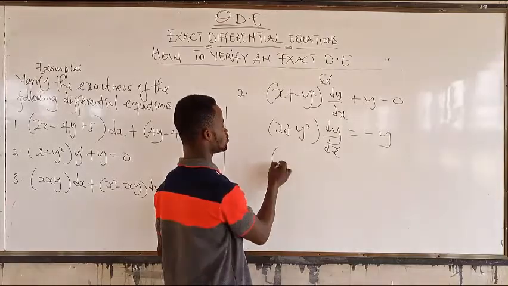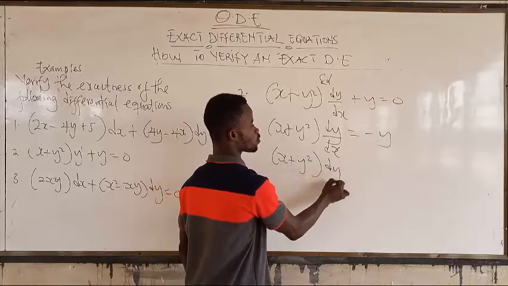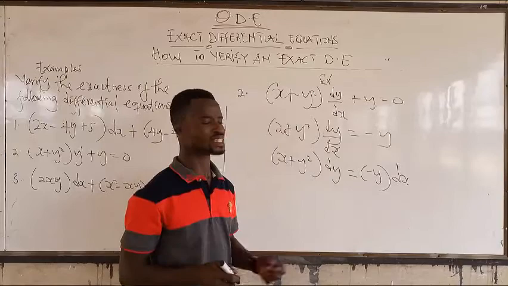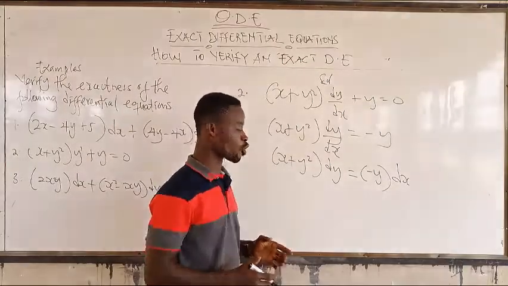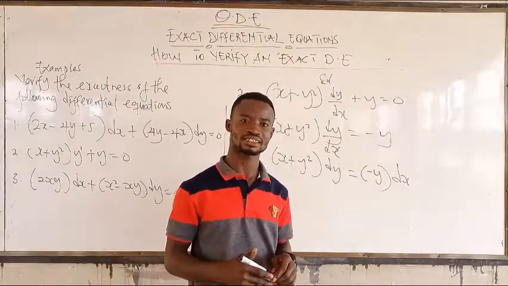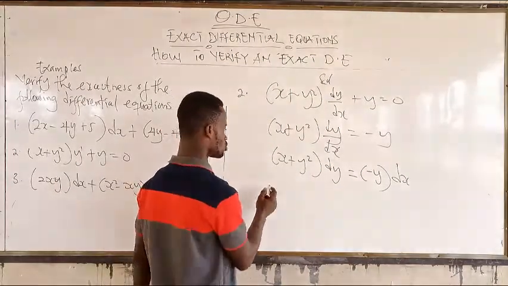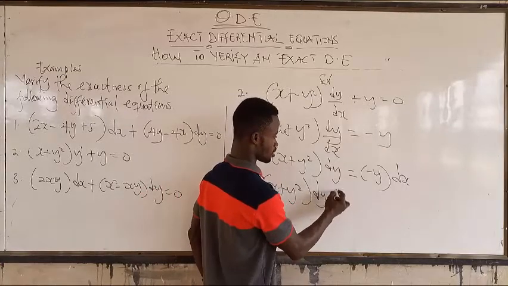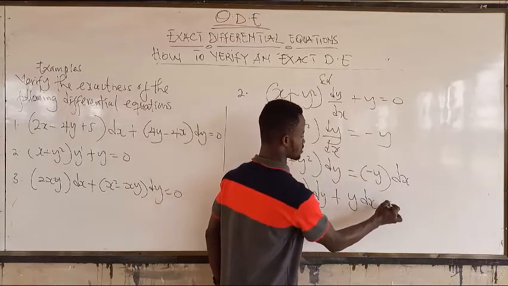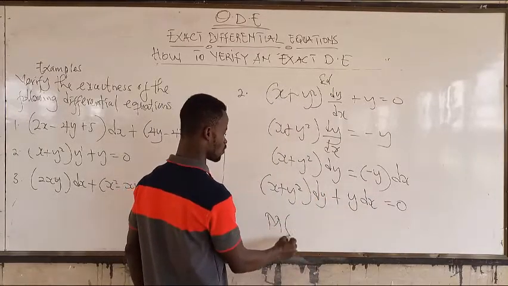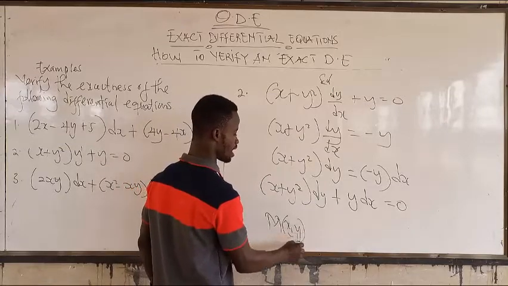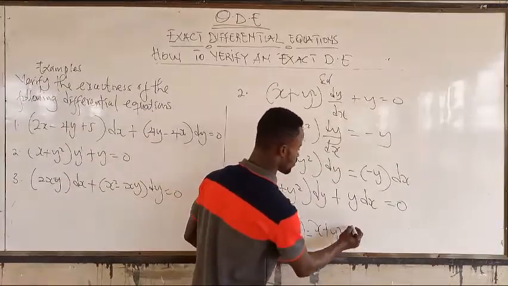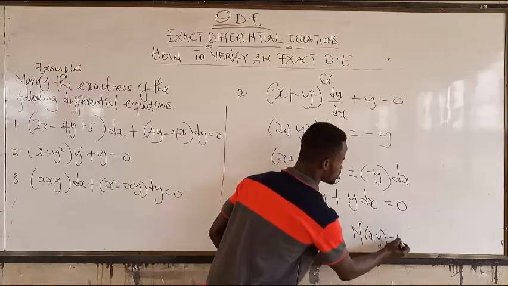Do cross multiplication. You see that you get (s plus y squared) dy is equal to negative of this, then here will be ds. But don't forget that the total derivative is not in this form. Total derivative is in the form M in terms of s and y, which is equal to 0. Alright, so (s plus y squared) dy plus y dx is equal to 0. So we can identify our M in terms of x and y to be x plus y squared, and we can determine our N in terms of x and y to be y.